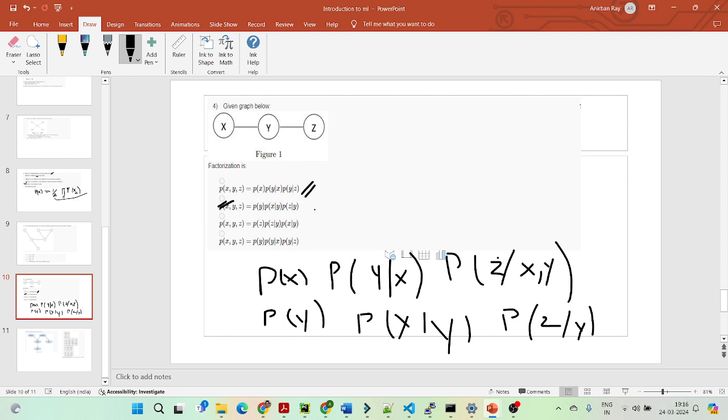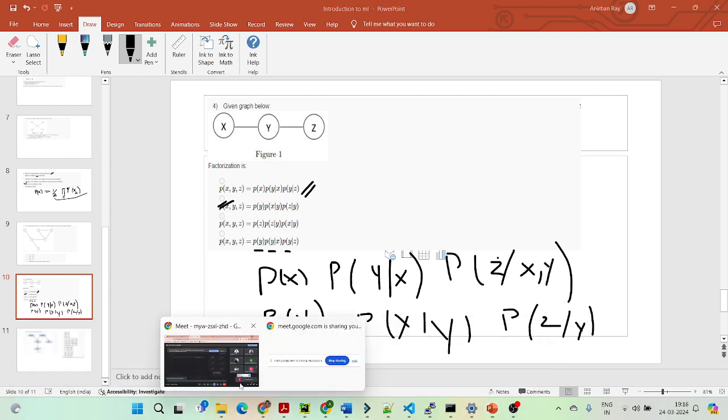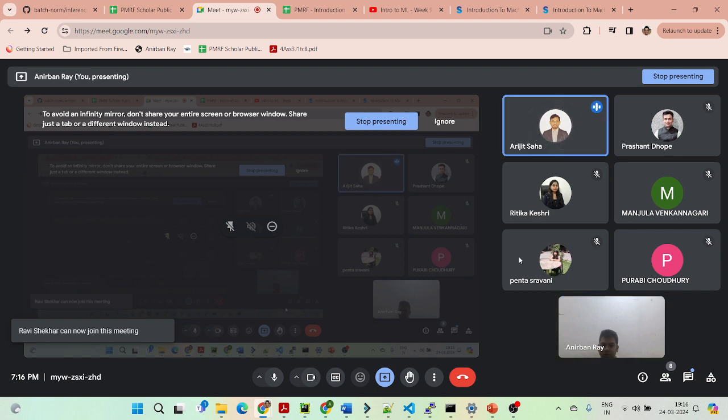But let's check for other options as well. So this one is simple, similar to this one, okay, just replace x with z, and you can do similarly. And this one is by the logic that if you write the p of y, then you have to write the probability for x and for z. You cannot keep writing y, that is why this one is incorrect. Okay, clear?